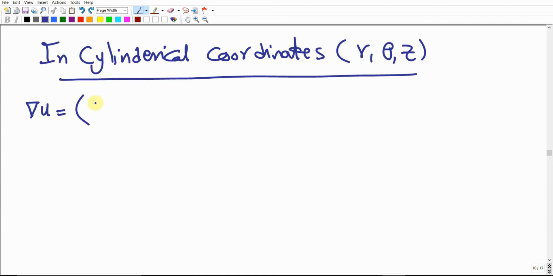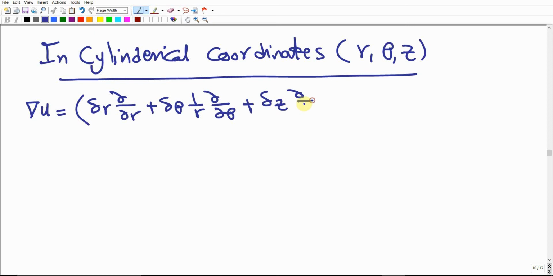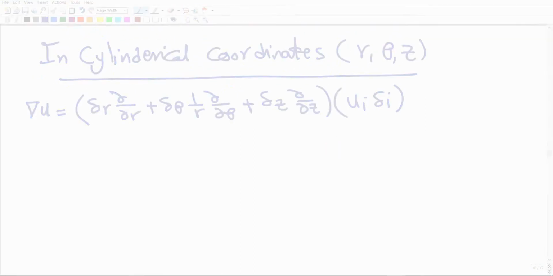The first term is δr ∂/∂r plus δθ (1/r) ∂/∂θ plus δz ∂/∂z. These deltas are the unit vectors. This is just nabla times u, which should be ui δi, or uj δj. It doesn't matter. You can even use it like ui δi or uj δz.